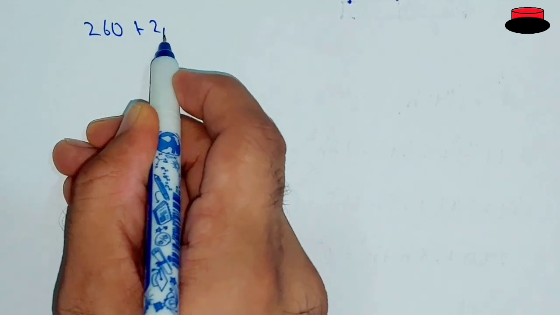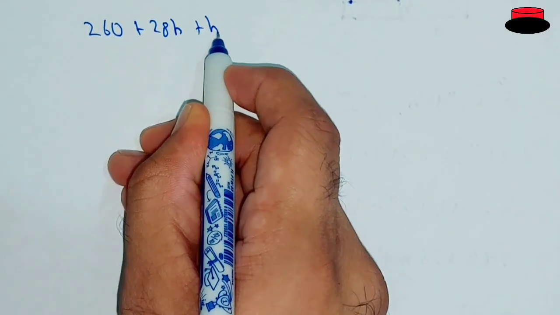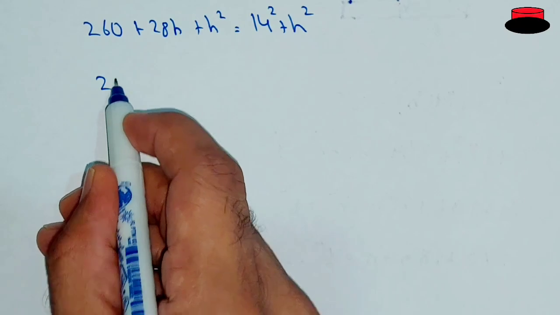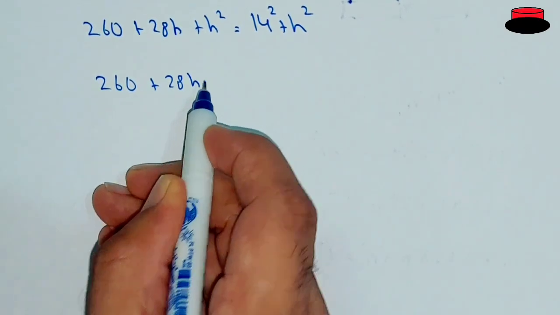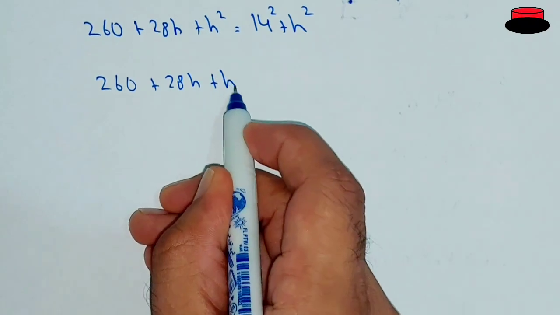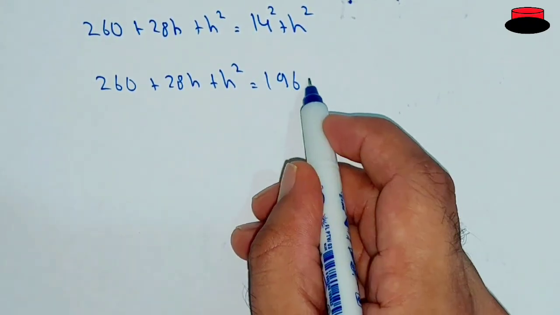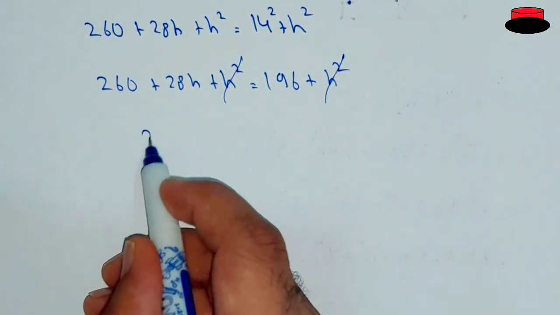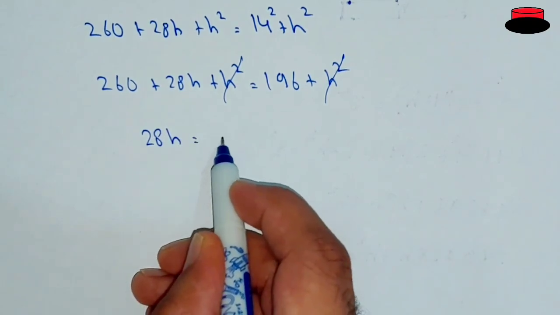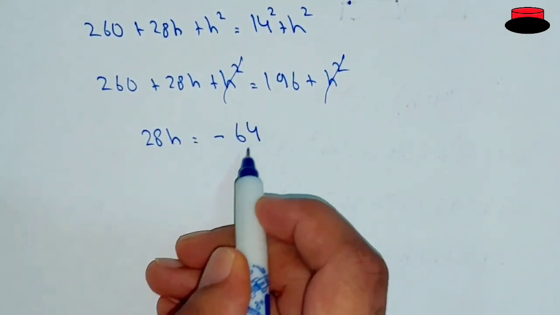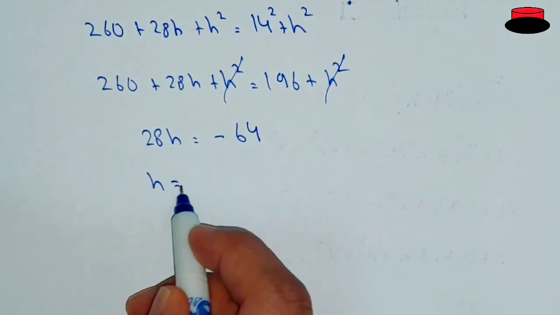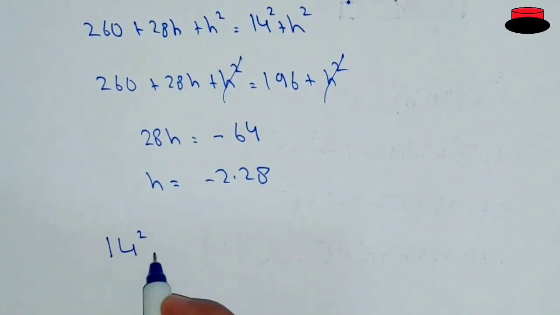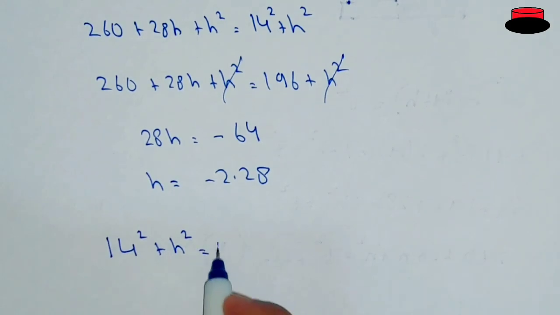Now comparing both the equations, we have 260 plus 28h plus h square equal to 196, or 14 square, plus h square. So 260 plus 28h plus h square equal to 196 plus h square. So h square will be cancelled. Now here we have 28h equal to 196 minus 260, so that will be minus 64. So h will be minus 2.28, but we have to find out the radius.